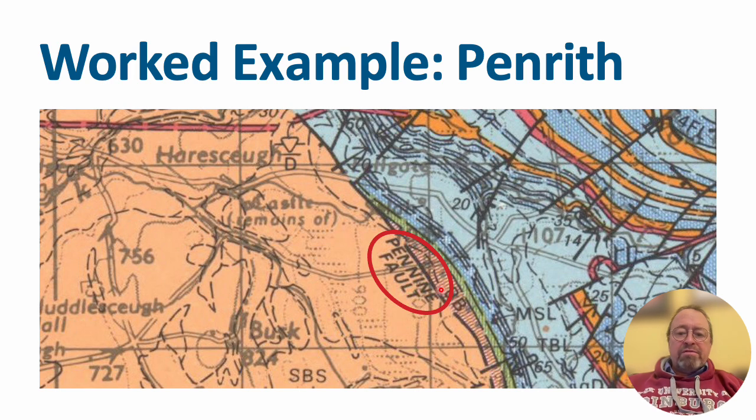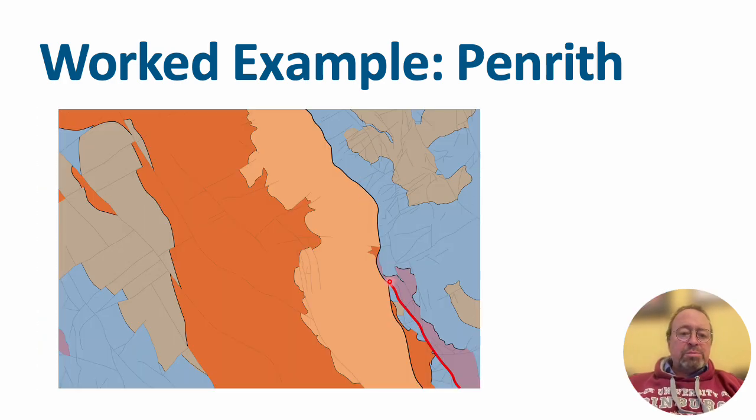Sometimes really big faults have names. This one's called the Pennine Fault, for example, that separates the Triassic over here from the Carboniferous limestones to the east, and we must make sure to get that on our map, like in this particular example here.